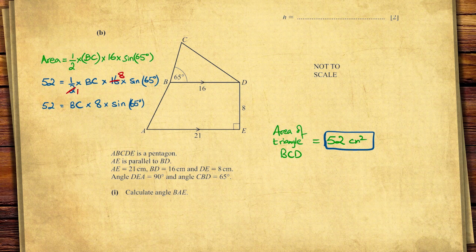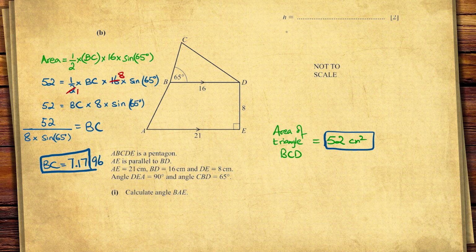Now 8 multiplied by sine of 65, I can move this to the other side of the equation and I'll have it in the denominator over there. 52 divided by 8 times sine 65 will be equal to BC. And using the calculator to evaluate it, I'll get BC is equal to 7.17196. And we can write it to 3 significant figures, and that is 7.17 centimeters for 5 marks.